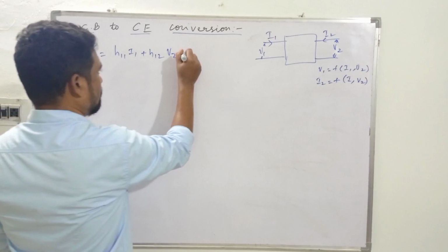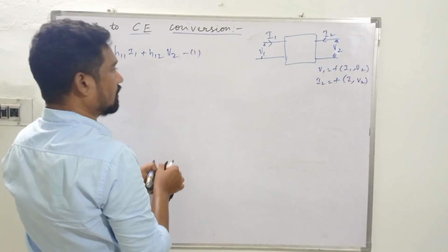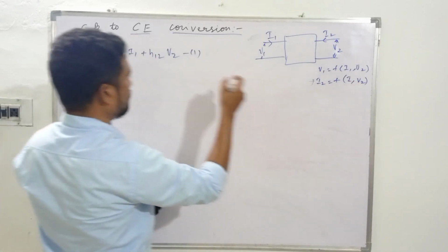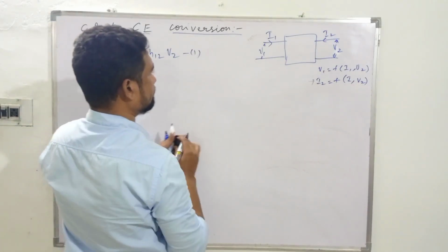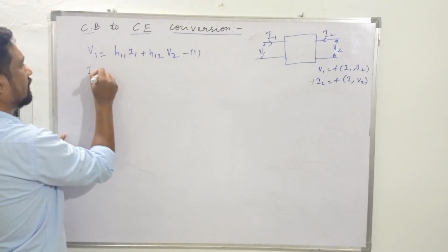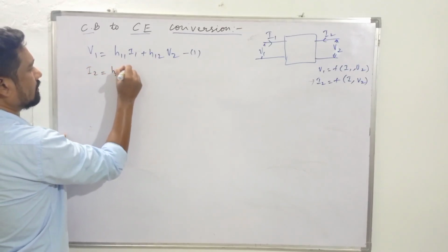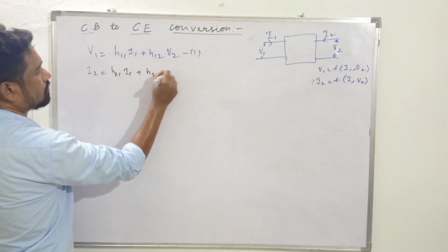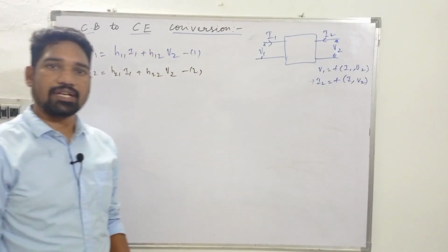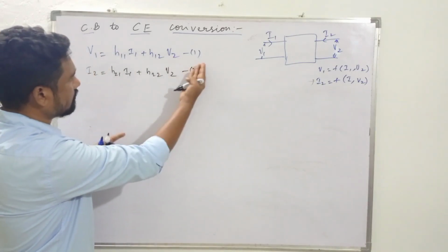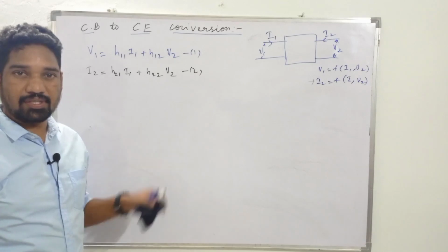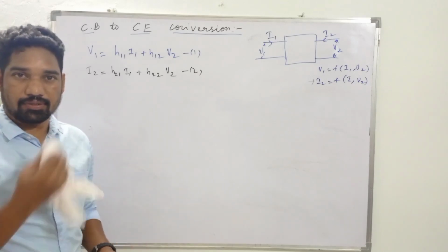This is equation 1. And we have another equation expressing I2 in terms of I1 and V2: I2 equals H21 I1 plus H22 V2. This is equation 2. These are the standard representations. We express these equation 1 and equation 2 in terms of CB, CE and CC when it comes to the analysis part.